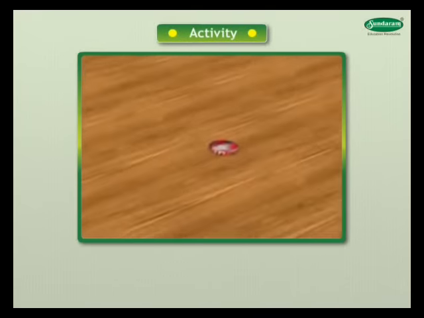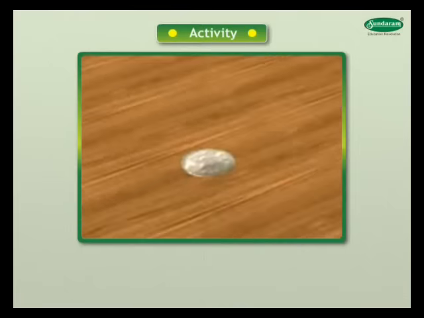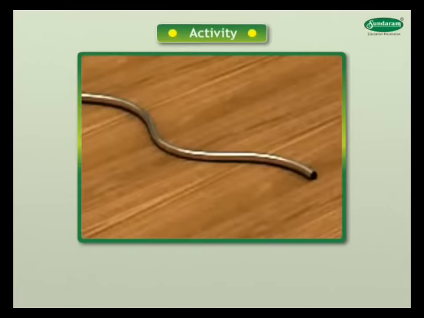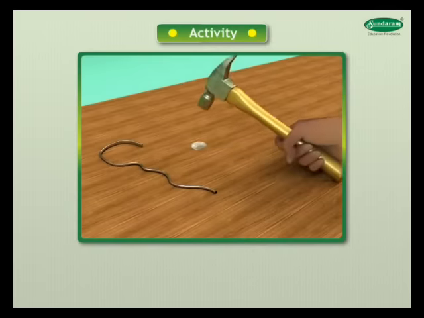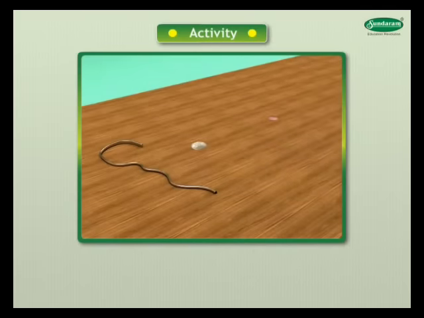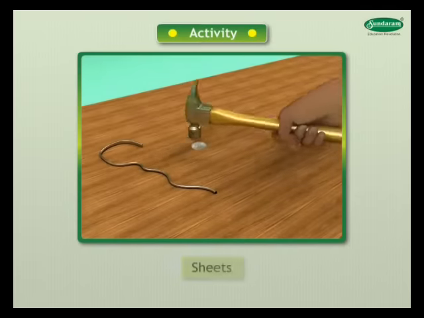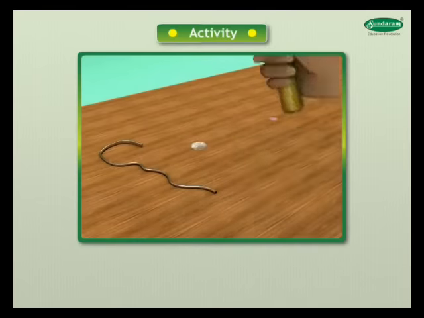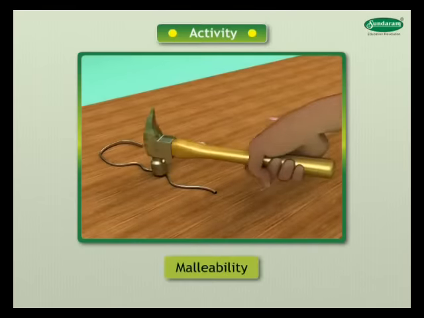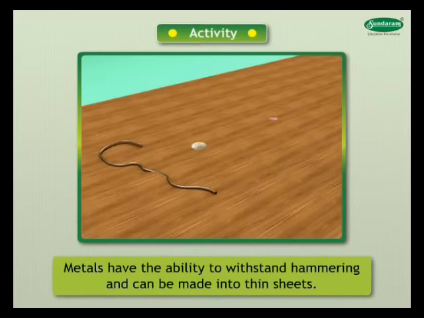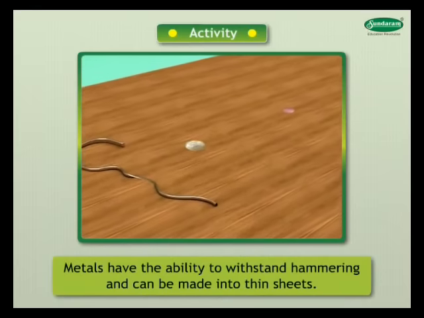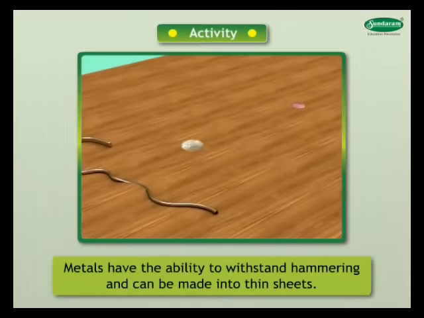Again, activity time. Take a lid of a cold drink bottle, a coin, a thick aluminium wire. Strike it with a hammer several times. What do you observe? Record the change in shapes of the metals. All things become flat like a sheet. This property is called malleability. You will find that metals have the ability to withstand hammering and can be made into thin sheets.